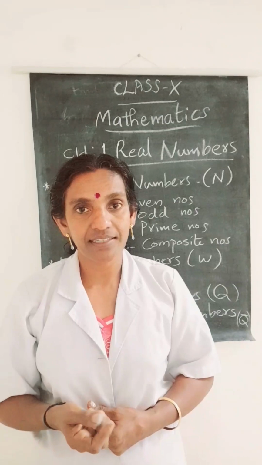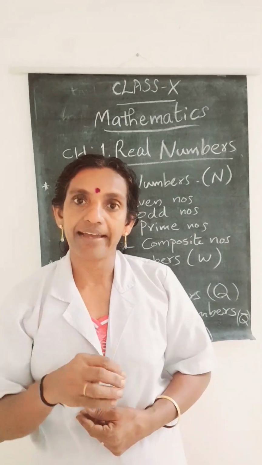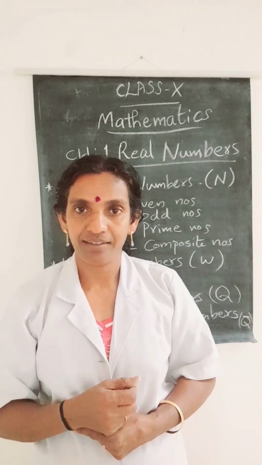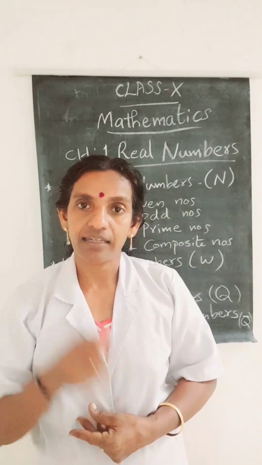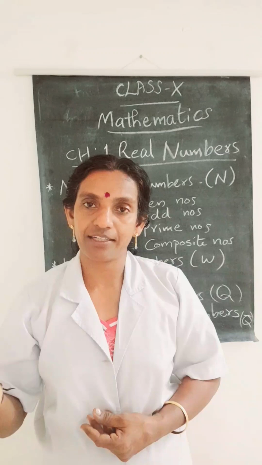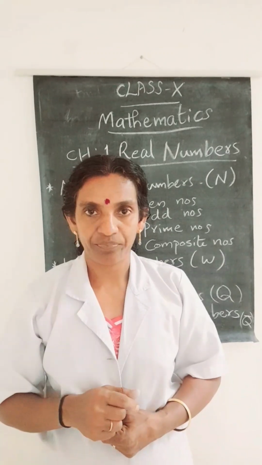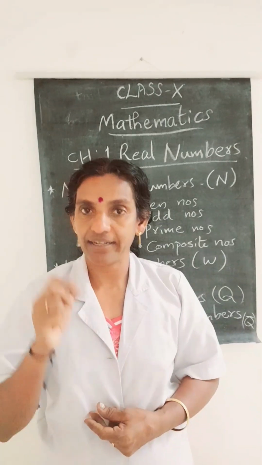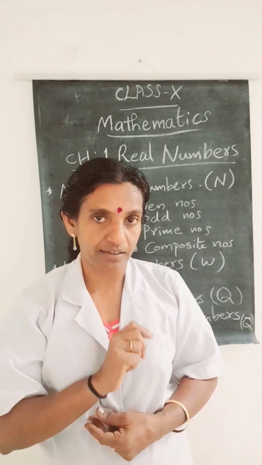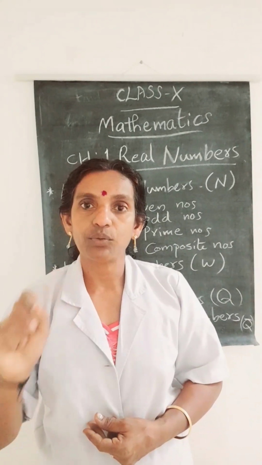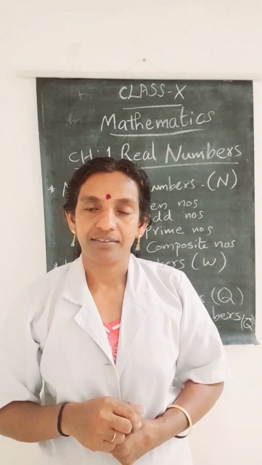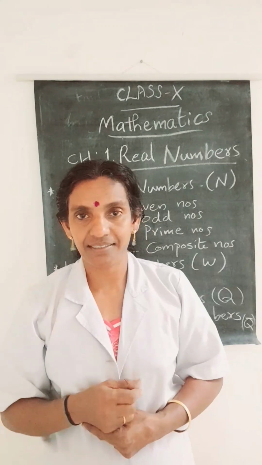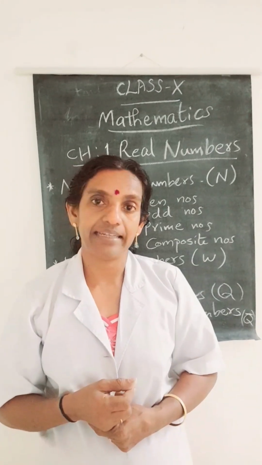Okay. Now the next system is integers. What are integers? Whole numbers and negative natural numbers. Okay. So negative natural numbers are negative 1, negative 2, negative 3, negative 4, etc. These numbers are negative integers. So negative 1, negative 2, negative 3, etc., and 0, 1, 2, 3, 4, etc. So these numbers are called integers. It is represented by the letter Z.